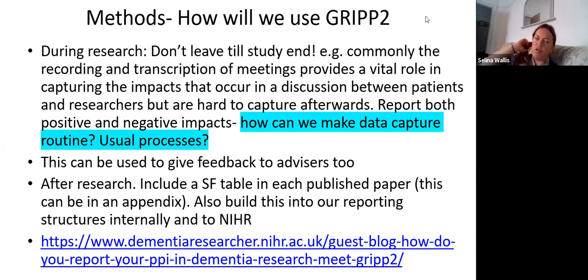And you can also use that information, like we said at the beginning, to feed back to your advisors about the impact that they're having after meetings, and say, that was really insightful what you said about that, I'm going to change X, Y, and Z based on our conversations. I hadn't thought about that, and it's made me think differently. That makes people want to stay involved, because they're seeing the impact of what their involvement is having on the work.